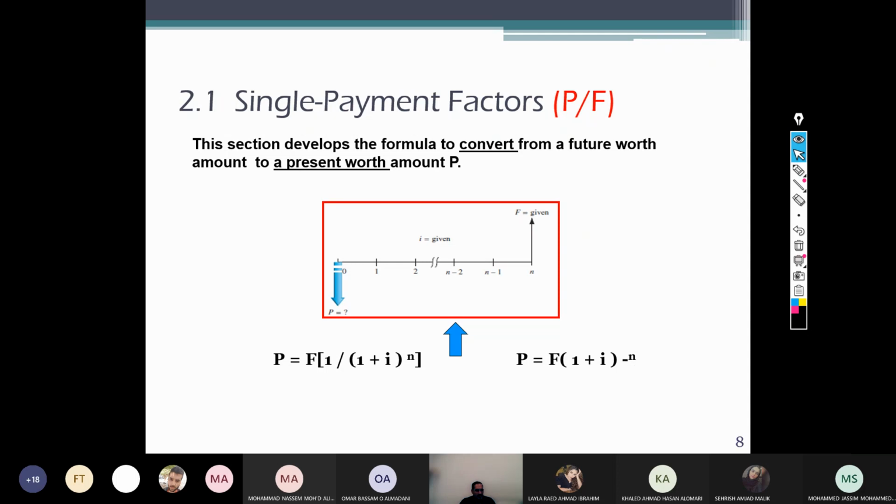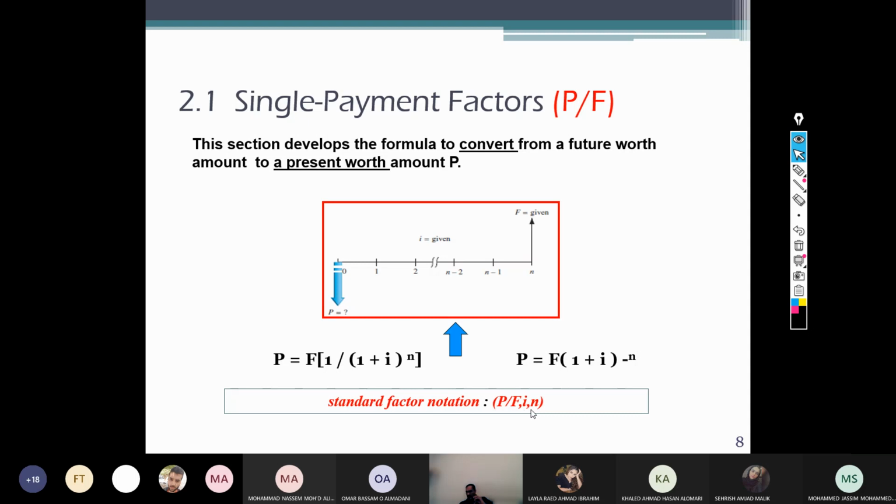What about the command? Very simple. Find what? He's trying to find P. Forward slash F given. Okay. P. Find P forward slash F at an interest rate over N.